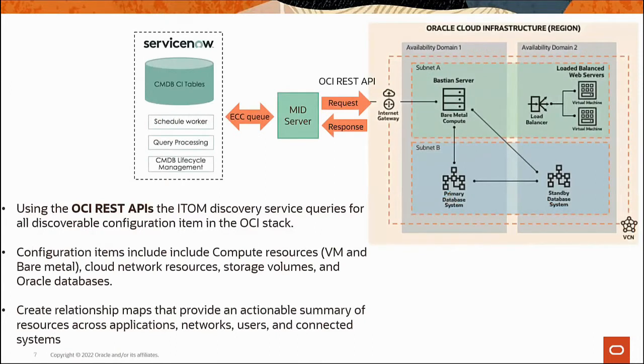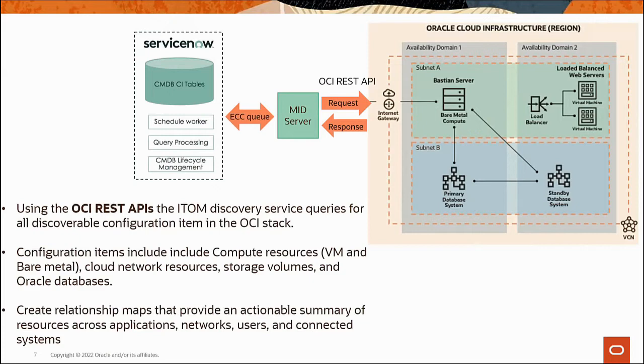Okay, so just to speak to how this works a little bit. In this diagram, you have your Oracle OCI tenancy on the right, and your ServiceNow environment on the left. The way this works is that it uses OCI REST APIs. So the ITOM discovery services uses those API calls to discover all the configuration items in the OCI stack. This would include things like compute resources, your VM and bare metal machines, networking resources, storage volumes, and Oracle databases.